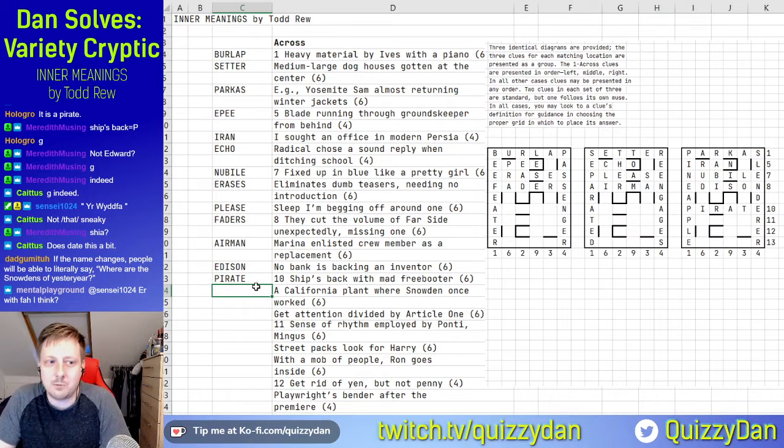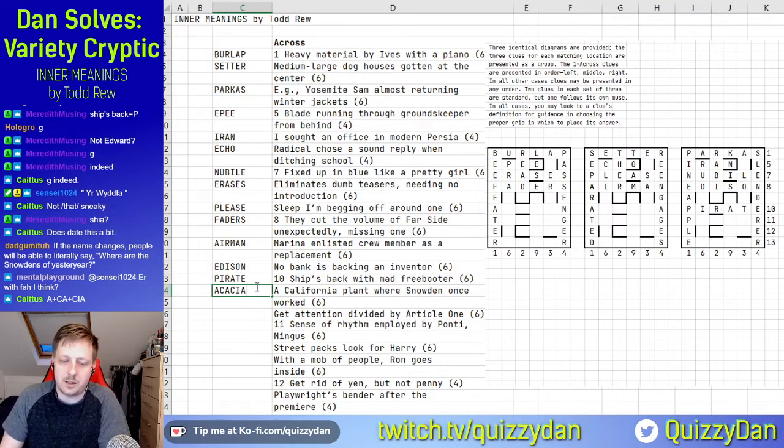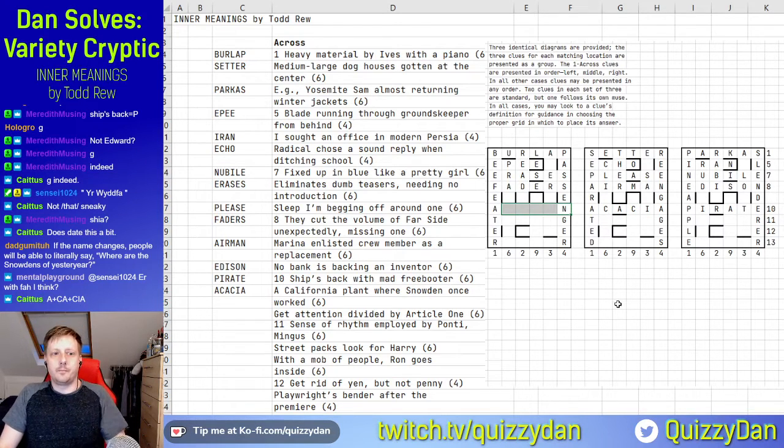Right. It is Edward Snowden. Absolutely. Where did he work? He worked at the CIA. So it's CA for California. Snowden worked at the CIA, and Acacia. And that is the plant in the middle. So we're putting it in the middle grid, when I eventually learn how to type.